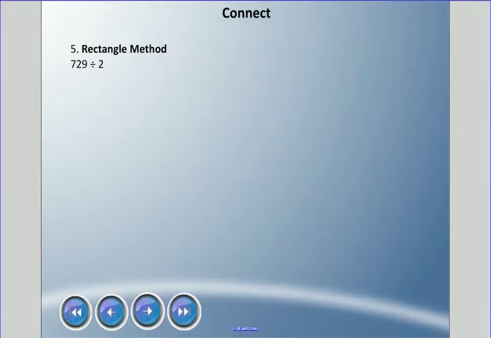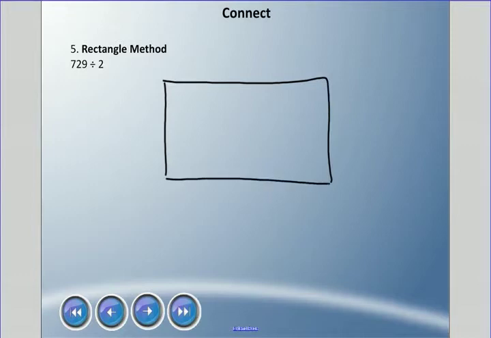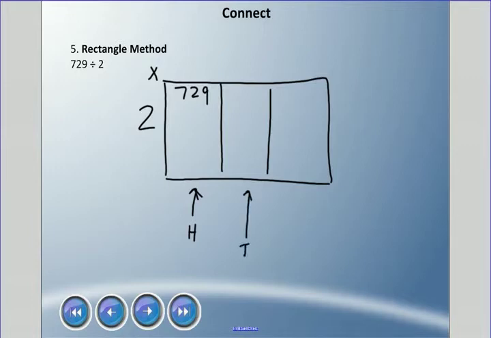All right, the last method I want to show you here is called the rectangle method. To do the rectangle method, you're probably going to have to draw a rectangle. So we'll start like so, and then we're going to put a times sign here because multiplication and division are related. I'm going to put the number that I'm dividing by, and I'm going to put the 729 here, and I'm going to draw 3 columns. In the first column, you don't need to do this, but we're dealing with the hundreds. This column, we're going to deal with the tens. And this column here, we're going to deal with the ones.